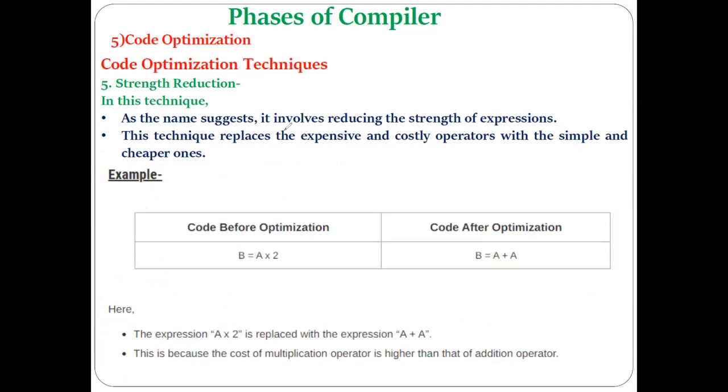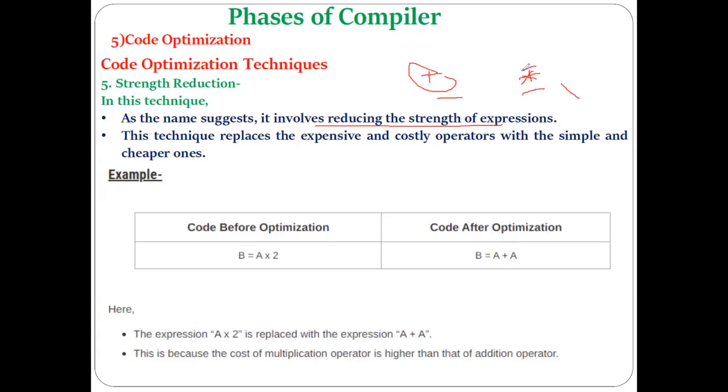Now, as the name suggests, it involves reducing the strength of expression. First you need to understand what we mean by the strength of expression. Strength of expression depends on the strength of the operator which is used in that expression. Plus operator has less strength as compared with multiplication. And subtraction has less strength as compared with division. Understood?